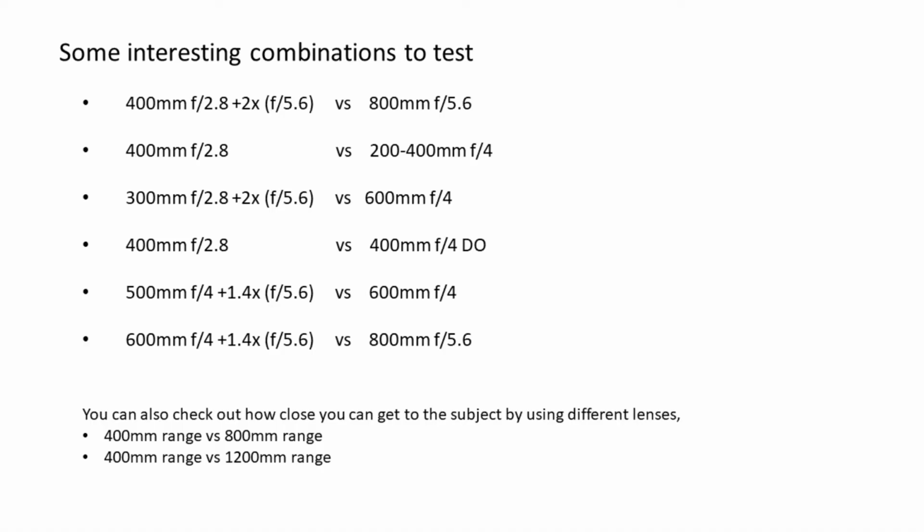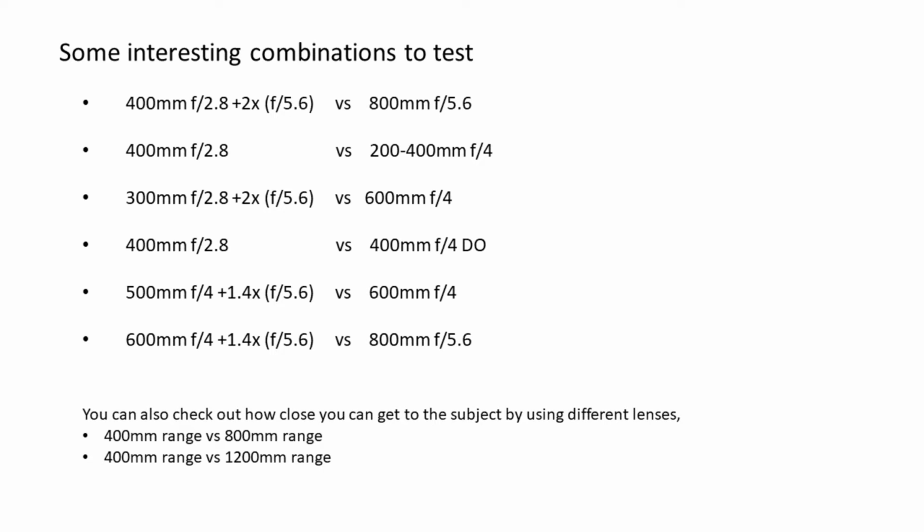There are some interesting combinations that you can test, like 400 mm 5.6 plus 2x with 800 mm 5.6. Most photographers will think, why can't I go with 400 and then attach 2x to get the same quality as 800? Or else you can test 400 f2.8 versus 200 to 400, which lens I should go with, and then 300 with 600. Or you can also compare both 400 2.8 and DO, how they perform at different apertures. You can compare 500 with 600 or 600 with 800.